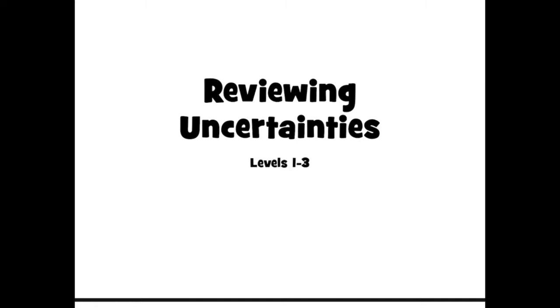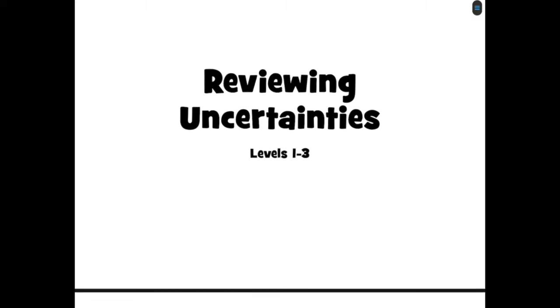Okay, so just going to go through a few of the early examples of the reviewing uncertainties tasks on levels 1 to 3. Starting with level 1, the main focus here was just ensuring you were confident in finding absolute uncertainties. Now remember, absolute uncertainty is the plus or minus. When you see a value quoted with plus or minus something, it's the something that we refer to as the absolute uncertainty.